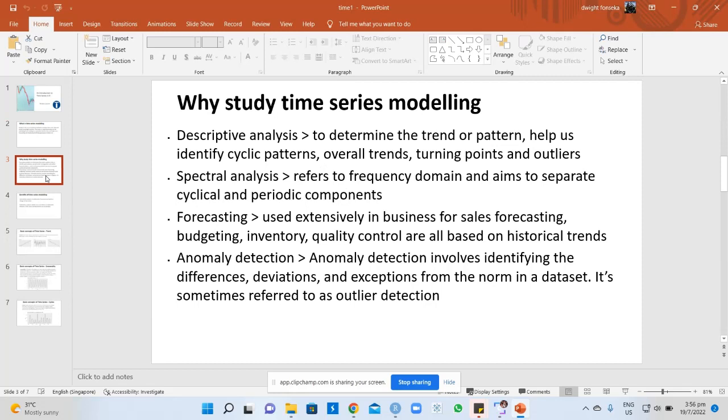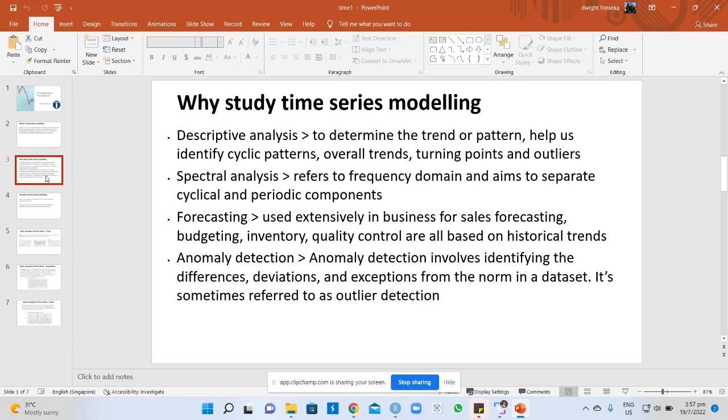So why do we study time series modeling? Simply because there are many ways we can analyze the data. Descriptive analytics, for example, to determine trends or patterns in the data, cyclic pattern, overall trends, spectral analysis, where the certain frequency of certain events do occur. Forecasting is meant to understand that using the particular patterns in the trends to forecast ahead, probably in the next 2 months or 1 year, what the business or sales will look like, to understand trends in the data and project into the future.